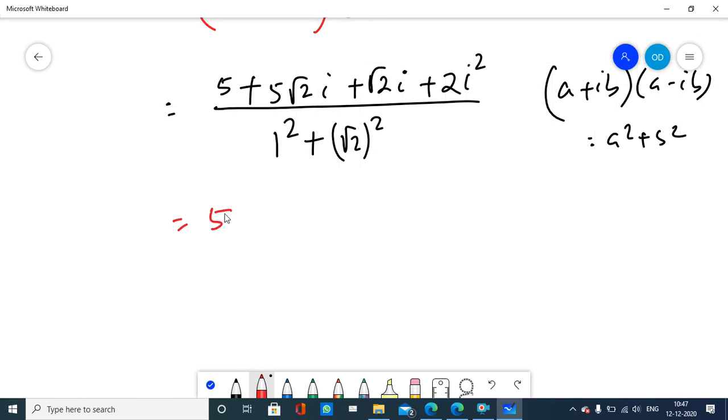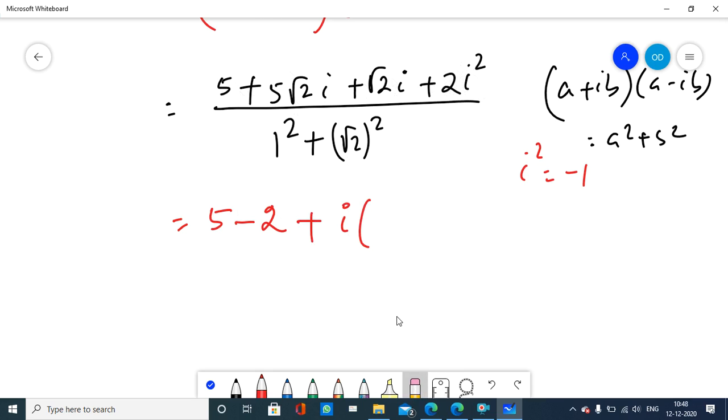I just applied distributive law. So you see, this is 5 and i square is minus 1. We know that i square is minus 1. So 2i square becomes what? Minus 2, isn't it? So 5 minus 2. I will bring the real numbers together. This becomes minus 2. I brought the minus 2 close to 5. I brought all the real numbers together.